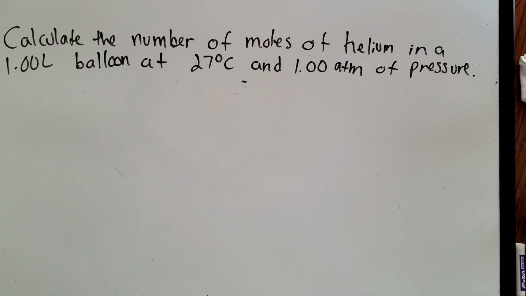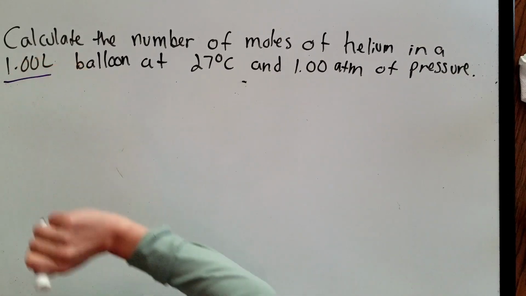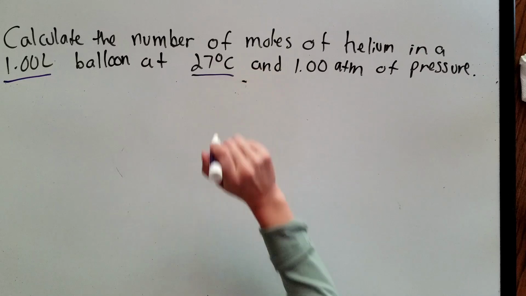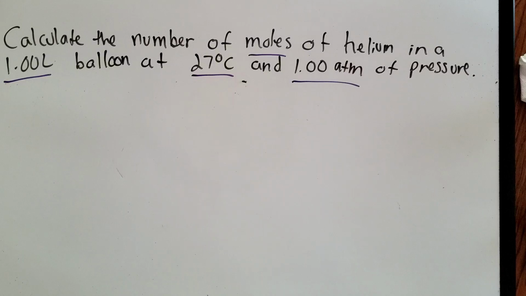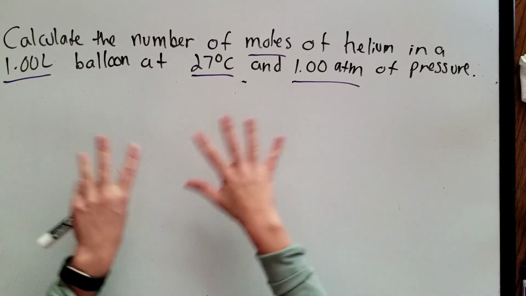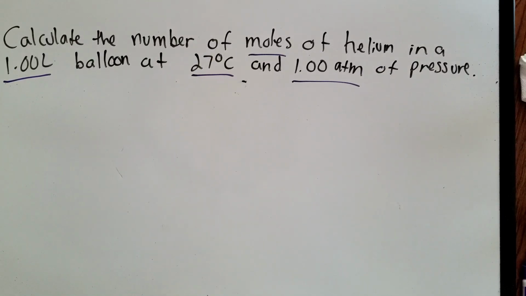Calculate the number of moles of helium in a 1 liter balloon at 27 degrees Celsius and 1 atm of pressure. Okay, so you'll notice this one's a little bit different than the last few problems that we've looked at. Why? Well, notice they have a volume, a temperature, a pressure, and they're asking for moles. But notice there's only one of each. In all the other problems we've been doing, there's been 2. That's why it's been necessary for us to label them as P sub I and V sub F, so that we could differentiate between the 2. But this time there's only one of each. Okay, so that's your first clue that we're going to be using the ideal gas law.